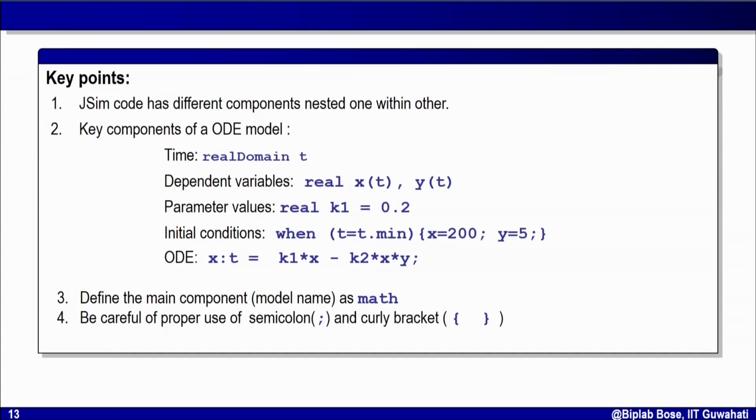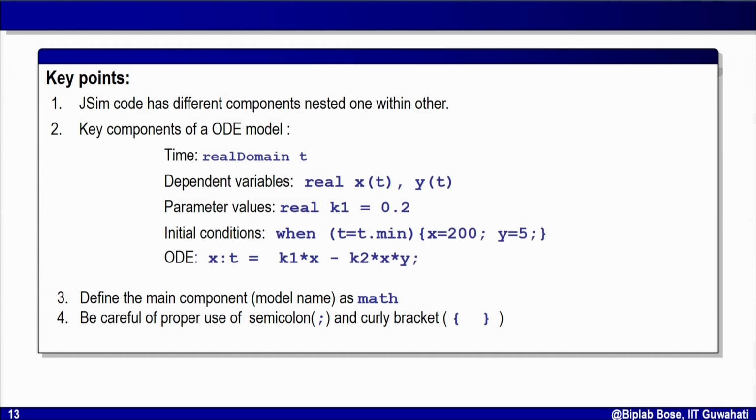So what we have learned in this module is that we have seen two different models. One is the fish tank model with one dependent variable. We have seen another model, predator prey, with two dependent variables, and we have learned how to write the code in JSim's own language, then compile it and run it to get the result, and how to plot that result. So just to jot down the key points, JSim code has different components nested within each other that you have to remember.